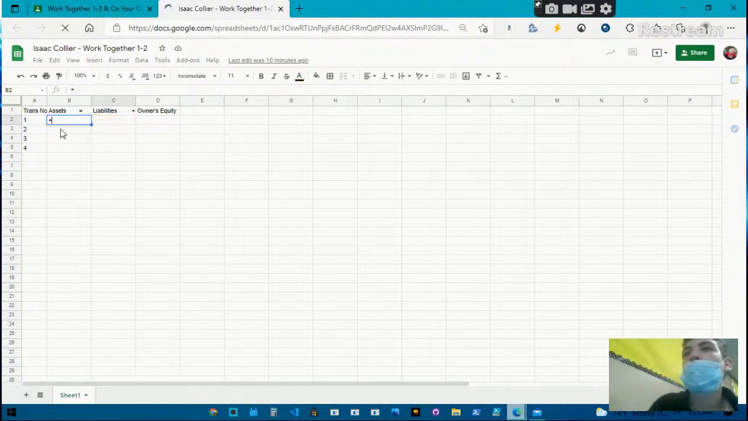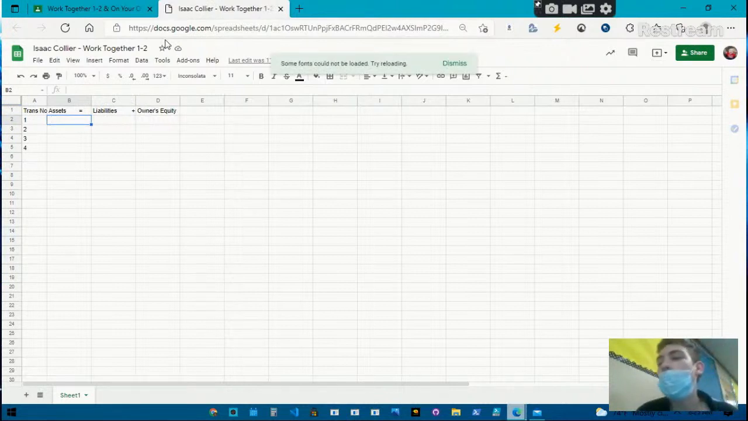Okay. The third one, pay cash for insurance. Assets are going to happen. What's going to happen in assets? That's just gonna go down. One's going to go up and one's going to go down, right? So we're gonna do an X and a minus right beside it, because one's going up, one's going down.